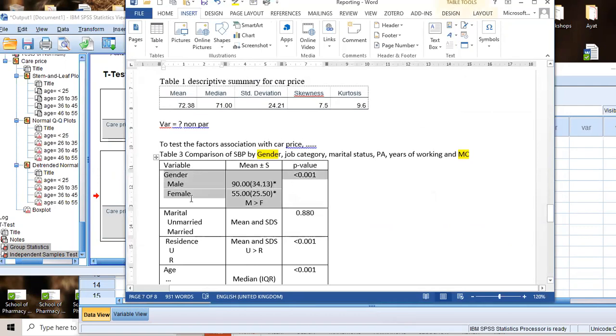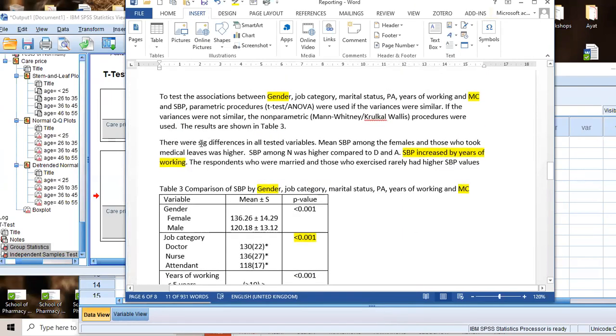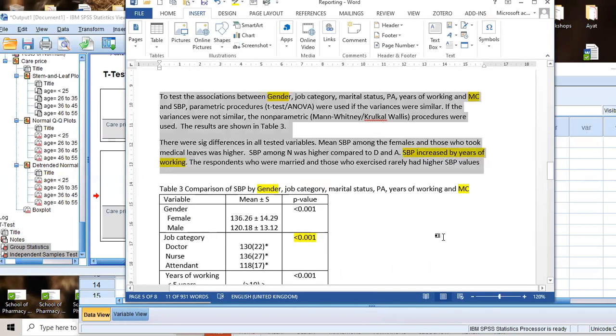Asking, what's the difference? Is there a difference between gender? You're telling, yes. How do they differ? You're reporting median. Then I know the variance is not equal. Then mention how they differ, like what he did earlier. Like two paragraphs, one paragraph for one, enough.